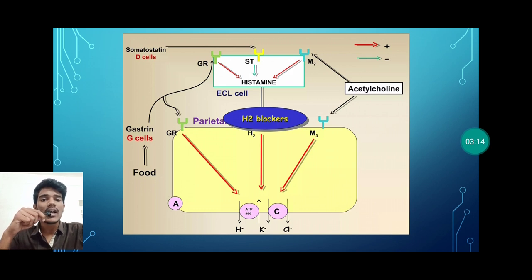Together, these three help in the process of gastric acid secretion. These three together activate the H plus K plus ATPase pump, or proton pump, and help in release of H plus ions and increase the acid secretion in the stomach.